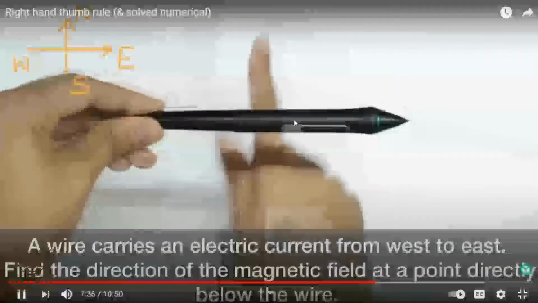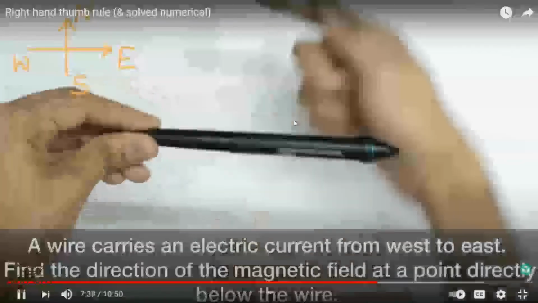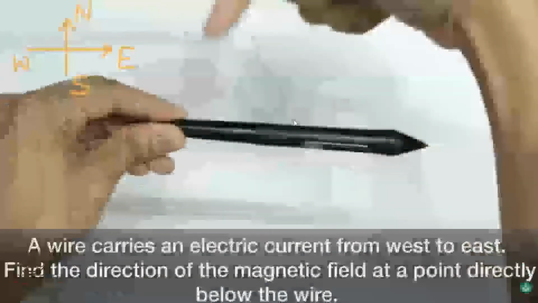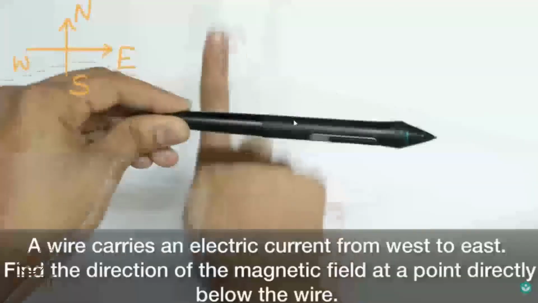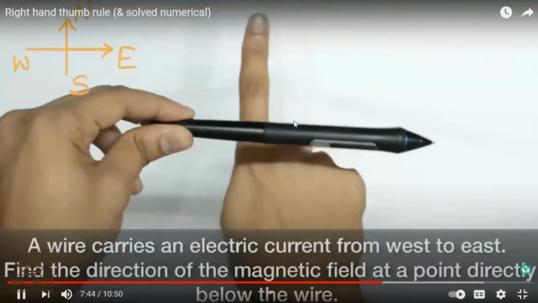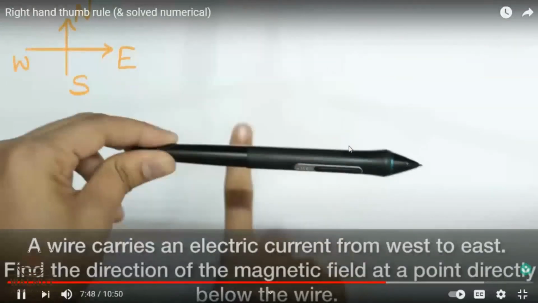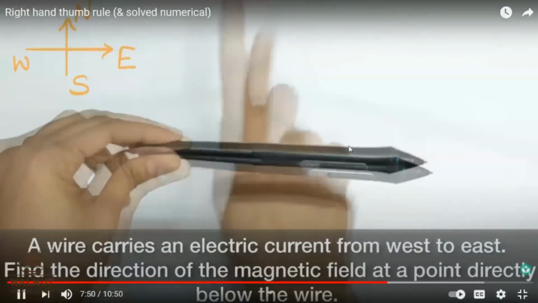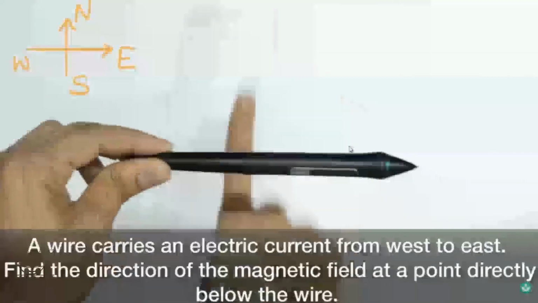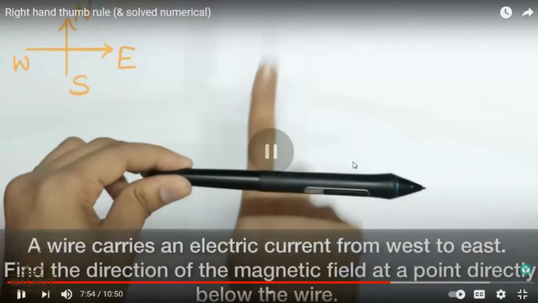Since I want to know the magnetic field below the wire, I'm going to stop below the wire, this way. And so below the wire, the magnetic field is to the north. This is not up, this is up, this is to the north. So the answer is to the north. Is this clear? It is to the north.